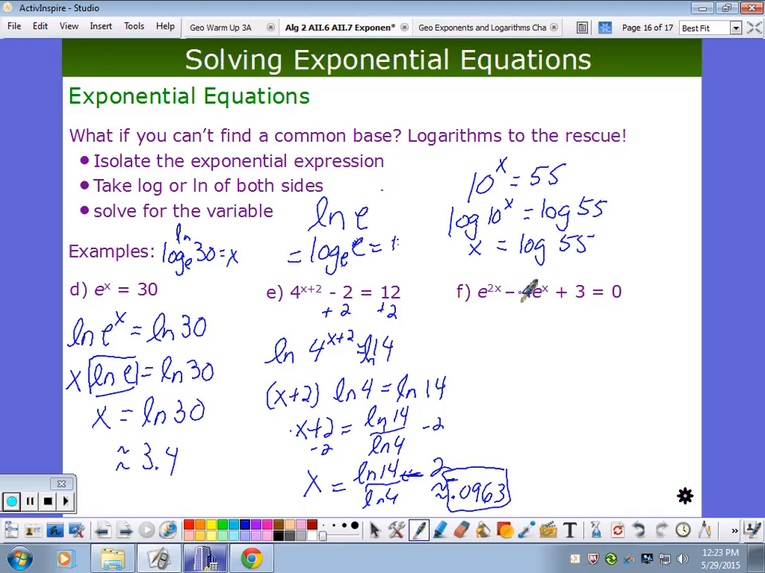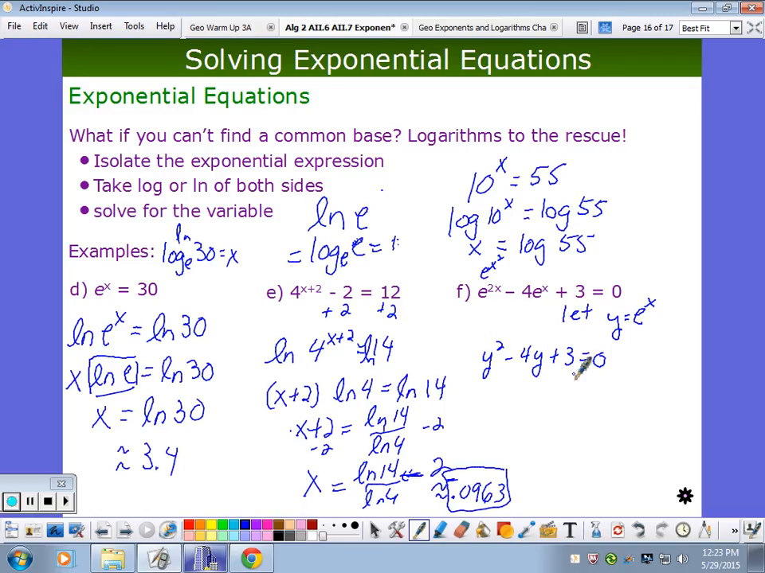e to the 2x minus 4 e to the x plus 3. Oh, this thing here, this is an e to the x squared. There's something kind of wacky going on with this. So when you get ones kind of like this, you get good at noticing it. I'm going to let y equal e to the x. So I'm going to have a little declaration. I'm going to set y equal to e to the x. And I'm going to substitute in here. Because this is e to the x squared, this becomes y squared minus 4y plus 3 equals 0 when I make this substitution. You'll see why in a second, why I made that substitution.